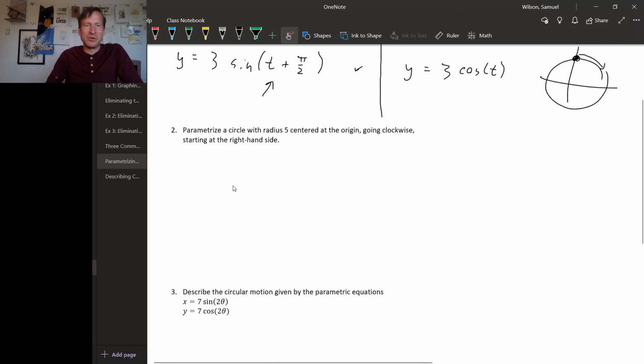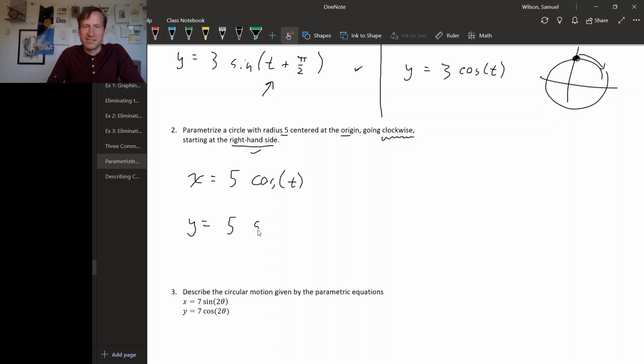Let's look at another example. Let's parameterize a circle with radius 5. That should be no problem. Centered at the origin, no problem. Going clockwise, so we're going to have to be careful about that, and starting at the right-hand side, so that's also no problem. Okay, so the radius is 5. Since we're starting at the right-hand side, it seems like we should start with cosine t and sine t.